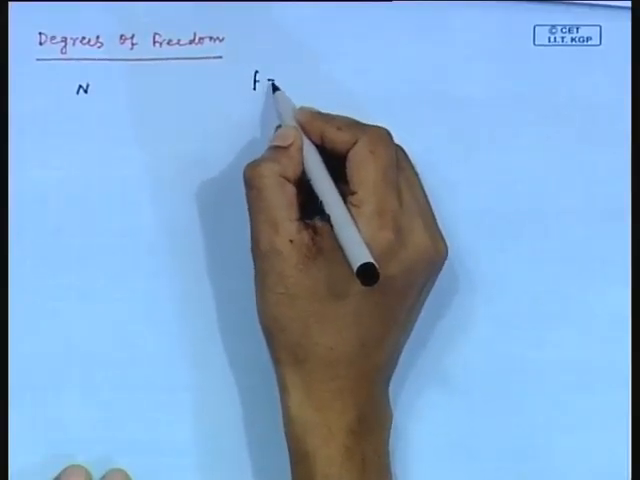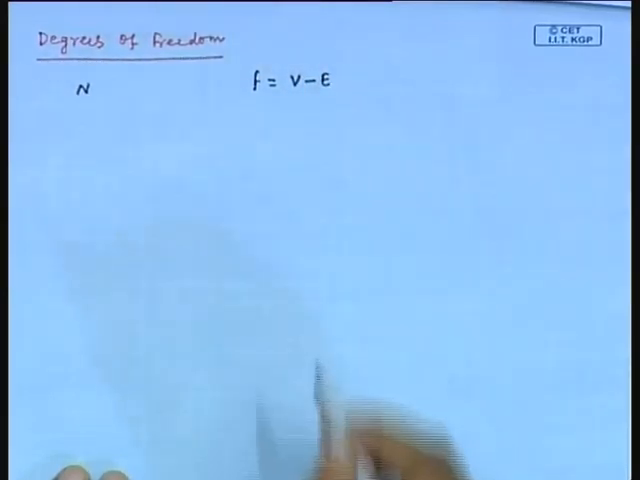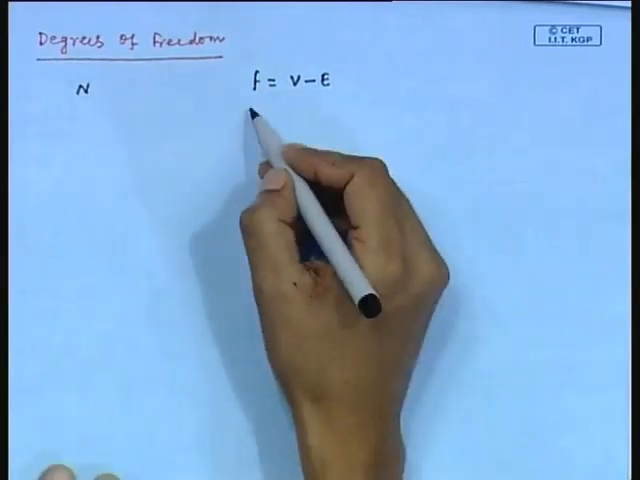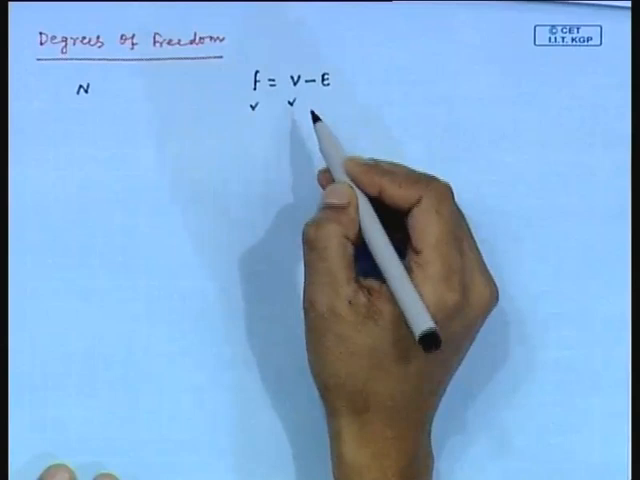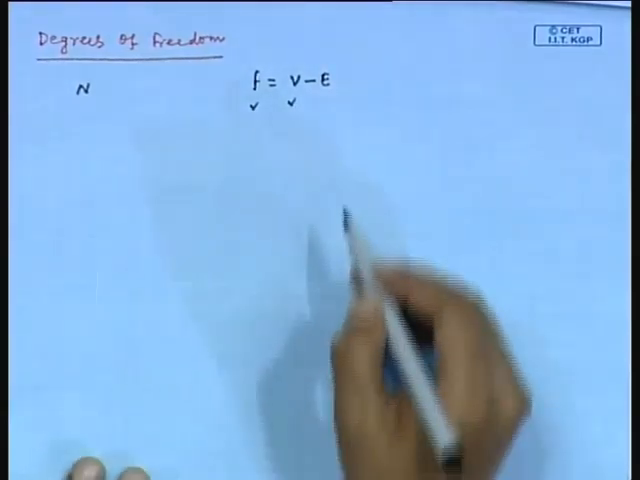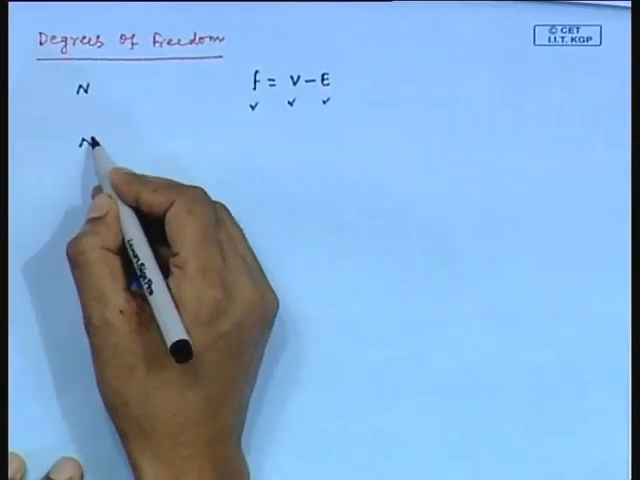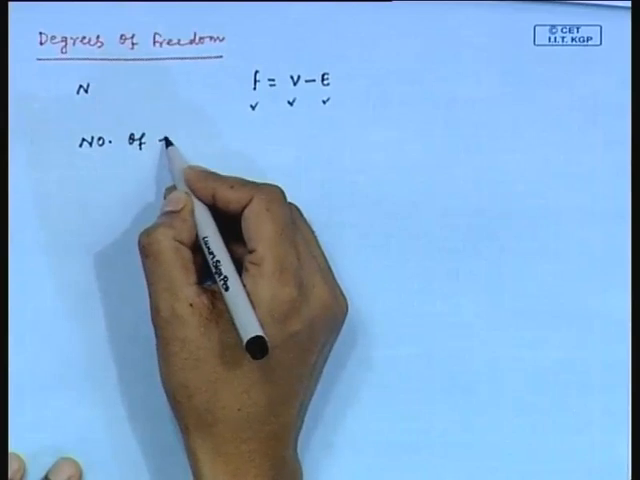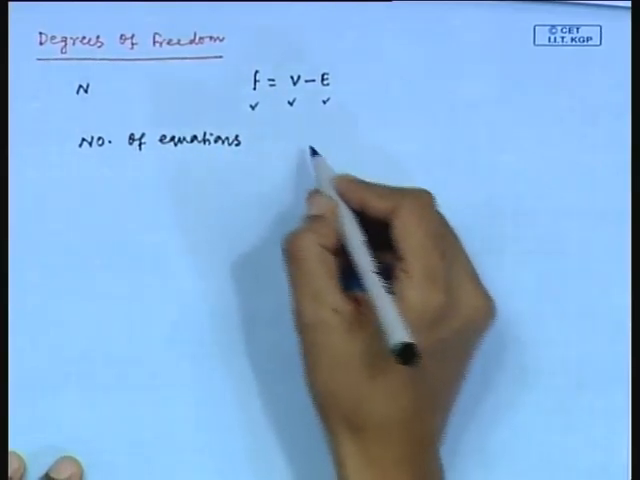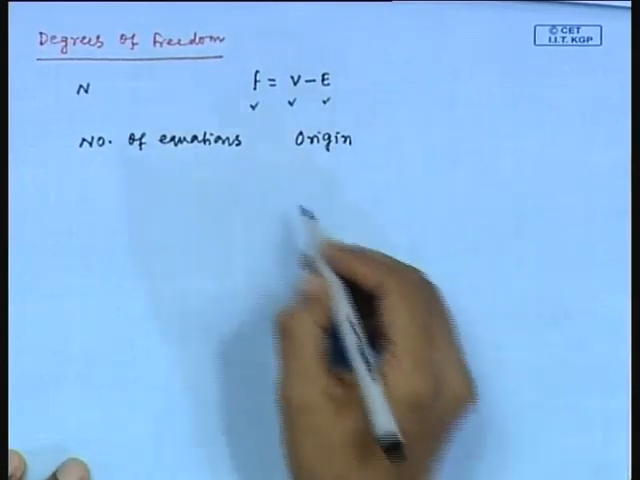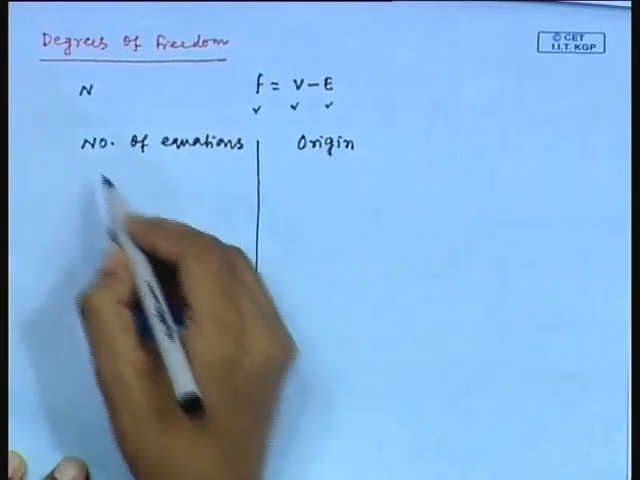You can recall the degrees of freedom, represented by F, which is correlated with V and E by this form. F is the degrees of freedom, V is the number of independent process variables, and E is the number of independent equations. So to calculate the degrees of freedom, we need to find both V and E for the example distillation column. First we will go for the number of equations and the origin of those equations. We will first discuss this part.